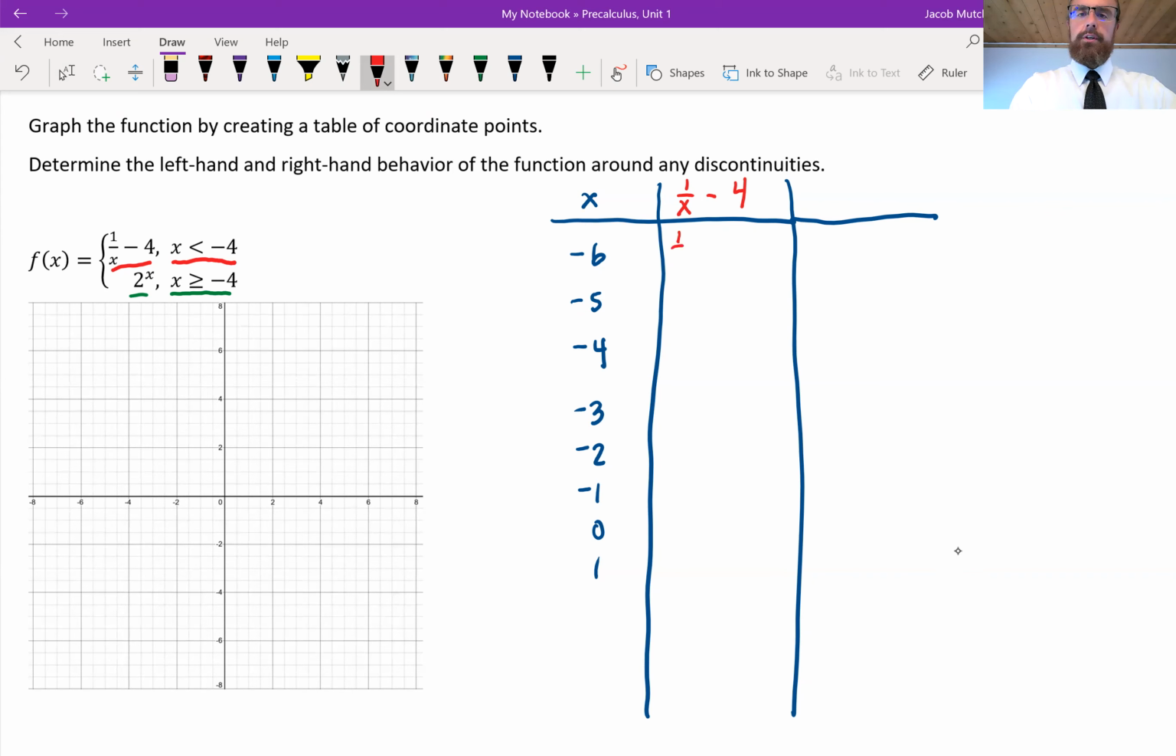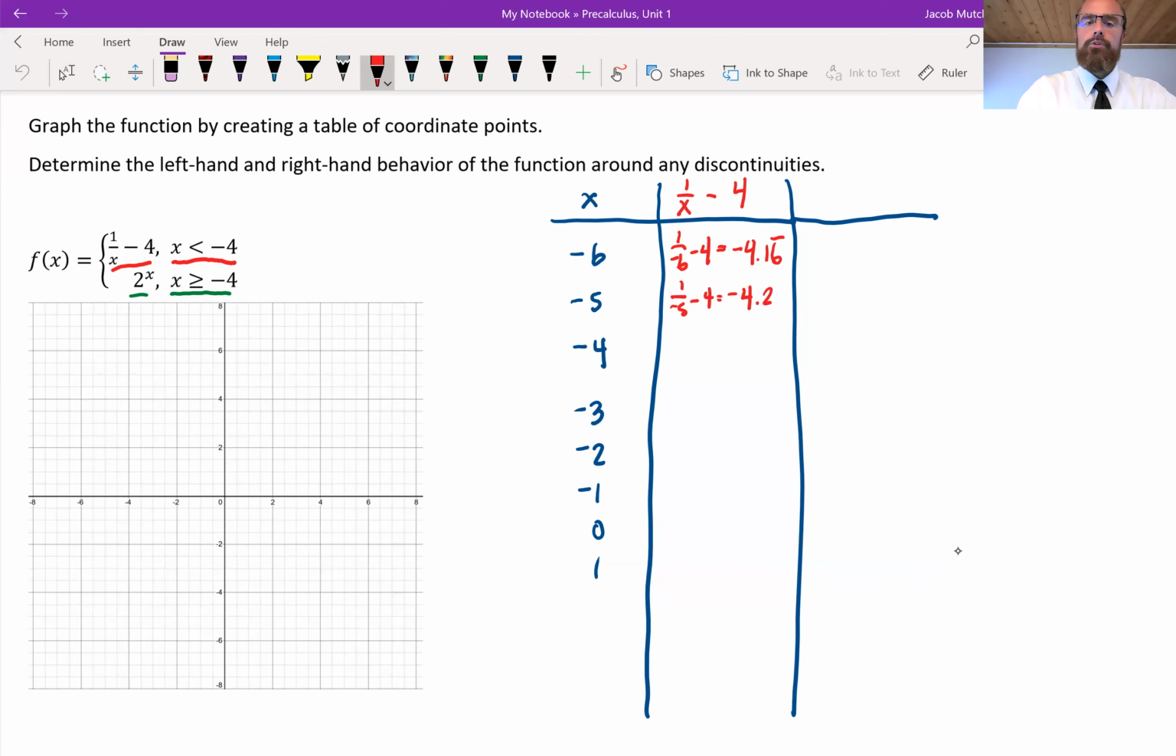So first here is 1 over -6 minus 4. And that's going to be -4 and 1/6, which has the value of about -4.1 repeating 6. Next value is 1 over -5 minus 4. And that is the value of -4.2. 1 over 5 is 0.2.